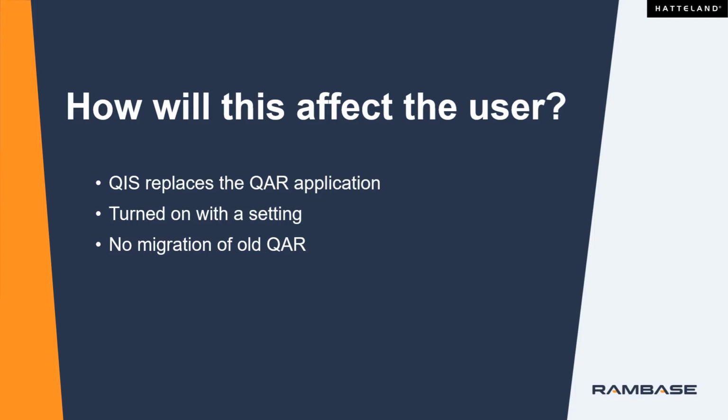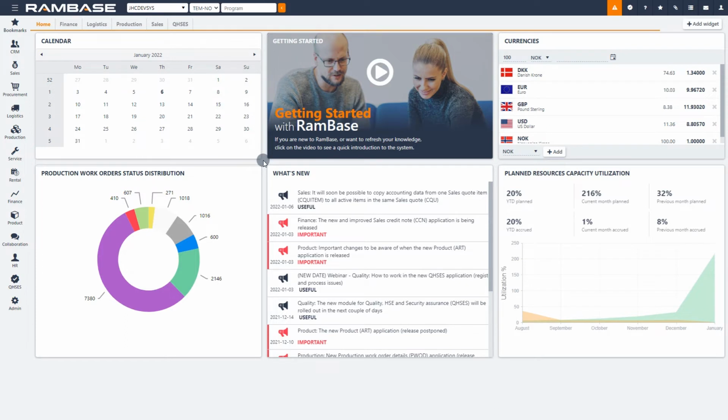Now a demo of the new application. You can enter the QHSES issues or QIS application by searching for QIS in the program field, or by selecting QHSES in the RamBase menu, then corrective and preventative actions, and finally QHSES issues.